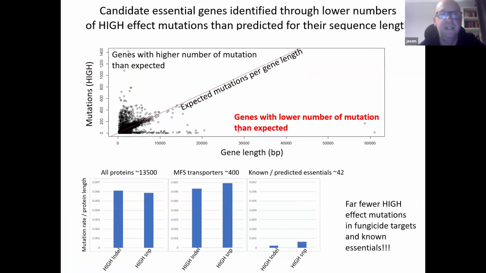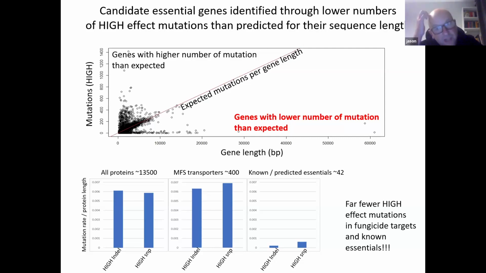Those that are above the line are genes with higher number of mutations than expected, which for us is not of interest. But the ones that fell below the line are obviously of extreme interest, which are genes with lower numbers of mutations than you would expect, given the size of the predicted gene and protein length. So that was looking pretty good.